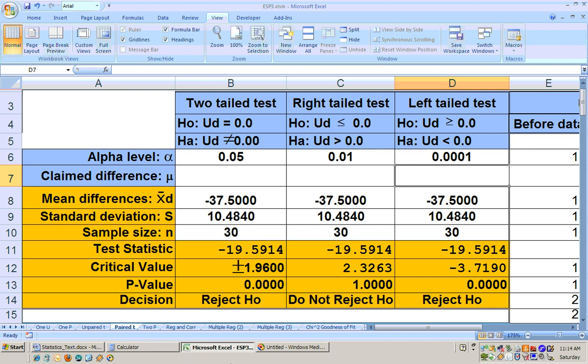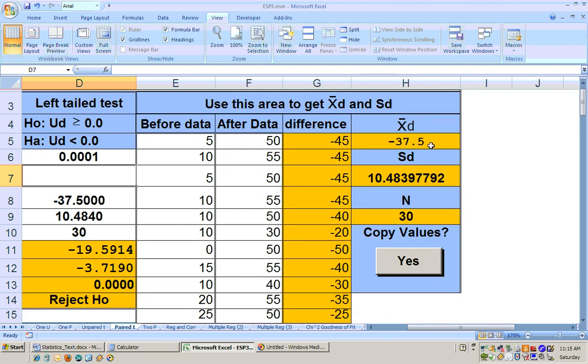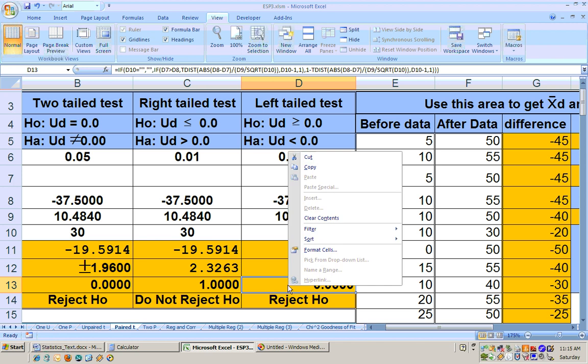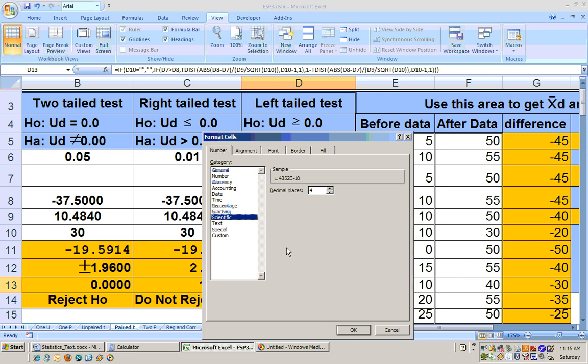Now, you could have a course like that, and that's really about all there is to that problem. It asks for a lot of little things like what's the x bar d, the average gain, the standard deviation, the sample size. It probably asks what the p-value was, which is very close to 0. If you want to know what that is, we could format this cell and write it in scientific notation. It's such a small p-value.